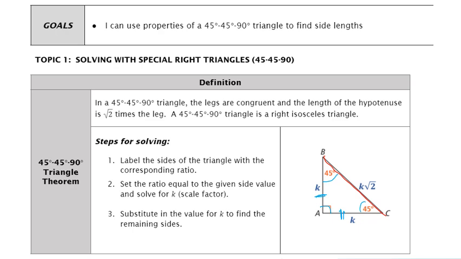So our steps we're going to use for solving today is we're first going to label, once we identify it's a 45, 45, 90, we're going to label the sides of the triangle with the corresponding ratio. So again, the two legs are going to be, for this, we're going to label with k, but you can use any letter you like. And the hypotenuse is going to be labeled with k radical 2. We're then going to set whatever ratio corresponds to the value they gave us. We're going to set those equal and solve for our k value or our scale factor. And then we substitute that in to find the remaining sides.